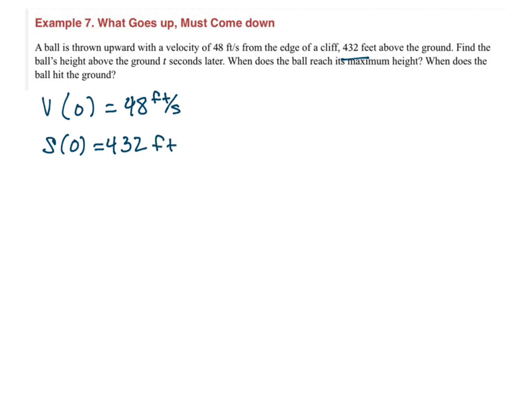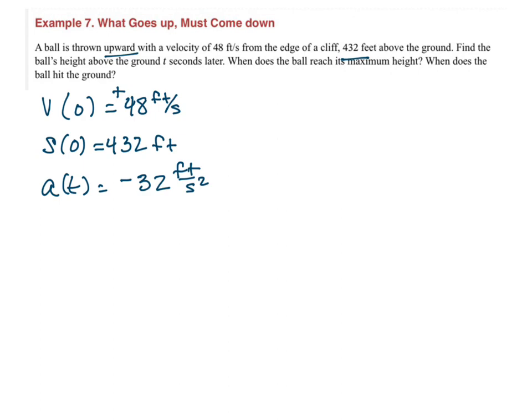S of 0 is going to be 432 feet. This is an upward velocity, so I've understood this 48 to be positive, which means that our acceleration would be negative. Since I'm in feet per second, that acceleration as it relates to time is going to be negative 32 feet per second squared. It's like in physics, we use an automatic 10 or an automatic 9.8. If you're in feet, it's an automatic 32. I didn't just pull that out of thin air. It is the number on Earth. It doesn't have to be the number everywhere.